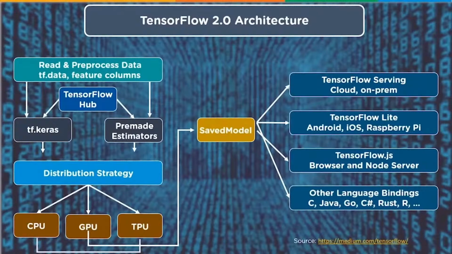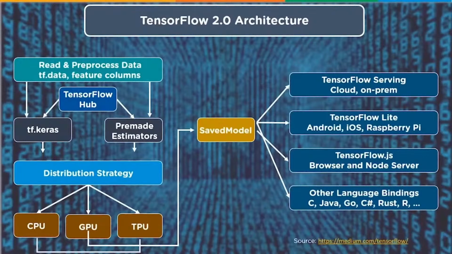You have the TensorFlow JS, which is for browser and node server. So you can get that out on the browser for some simple computations that don't require a lot of heavy lifting, but you want to distribute to a lot of endpoints. And now they also have other language bindings. So you can now create your TensorFlow backend, save it, and have it accessed from C, Java, Go, C#, Rust, R, or from whatever package you're working on. So we kind of have an overview of the architecture and what's going on behind the scenes, and in this case, what's going on as far as distributing it.